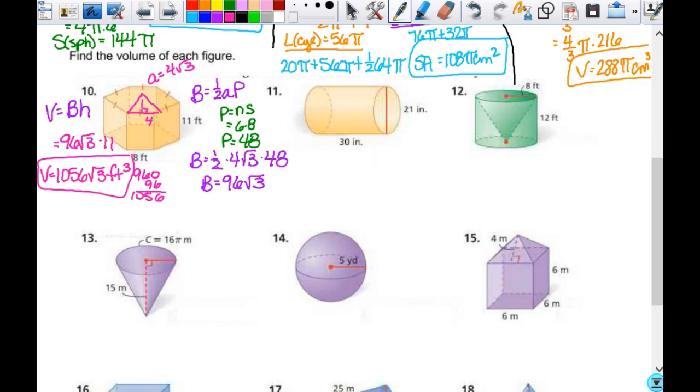Everybody good with that? All right, on 11, I could use big B times H. That's fine, but it is a cylinder, so I can use pi r squared H. So what's the radius here? 21 over 2. Good. 21 over 2, right, which means that we got to keep it like that. So this is equal to pi times 21 over 2 squared times 30.